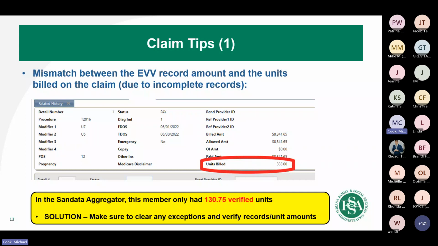So for this particular issue, if we're assuming that there are incomplete records that need to be cleared, make sure that you're reviewing those records within the aggregator, clearing any exceptions, verifying the records, and that the unit amounts match correctly.